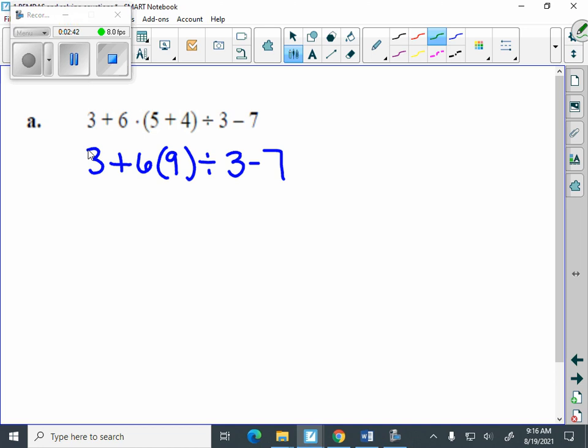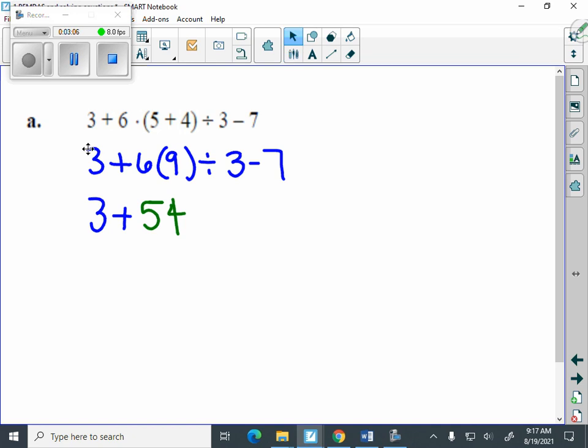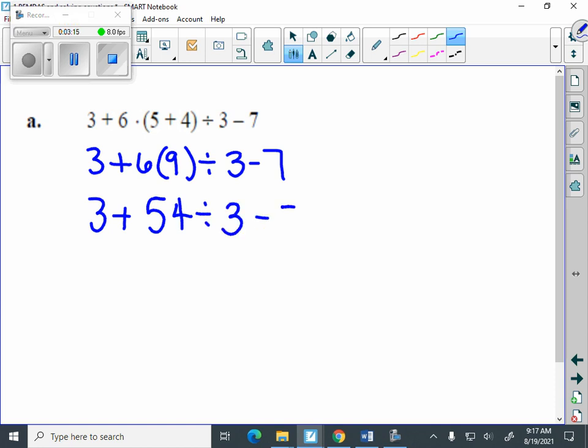So the next part here is that we don't have any exponents, but we do have multiplication and division. And once again, when we're dealing with multiplication and division, we work from left to right. So the next part here is going to be 6 times 9 is 54. And I don't know why I switched colors there. Divide by 3. Let's go back to blue. And then we still have the minus 7.